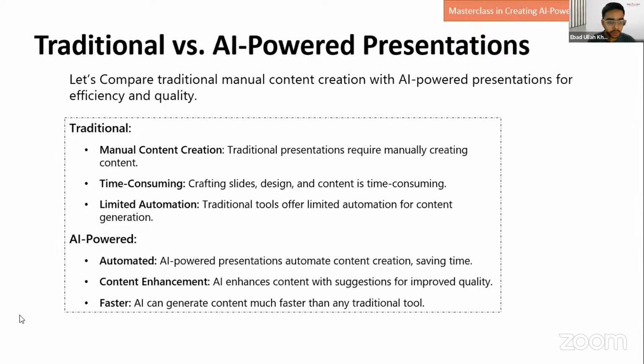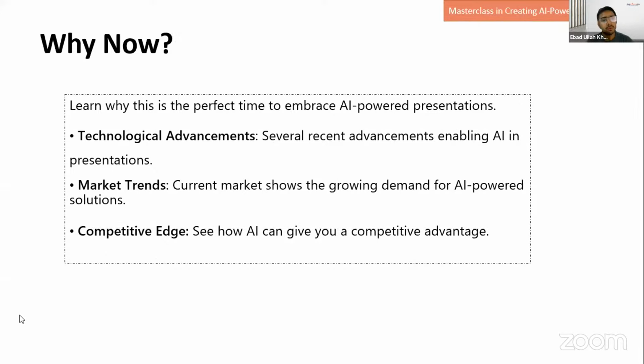And obviously, AI-powered presentation creators, or even AI-powered projects, are really fast compared to manual projects. But why now? What time is it to start this, right? As we all know, after ChatGPT, it was a really big technological advancement. The world wasn't ready for ChatGPT, but when it came, everyone started creating apps on top of it. So there have been several recent advancements enabling AI in presentations, and that's how we are going to leverage that in creating our project.